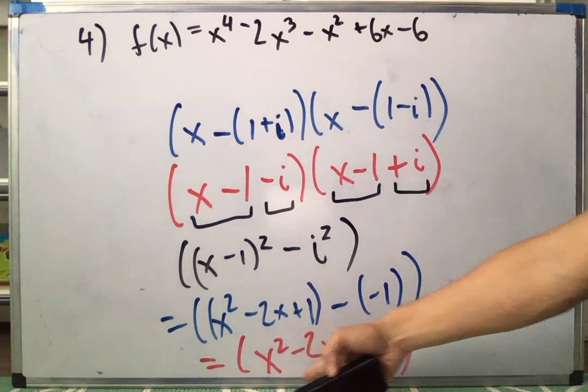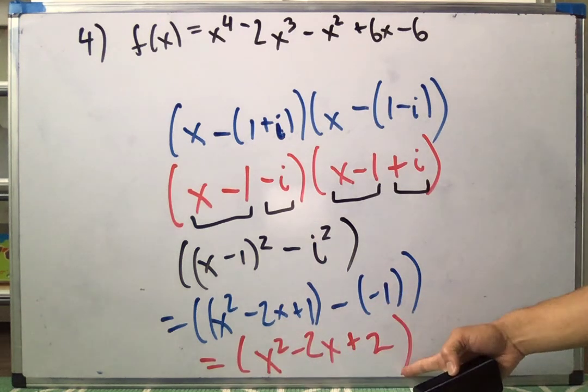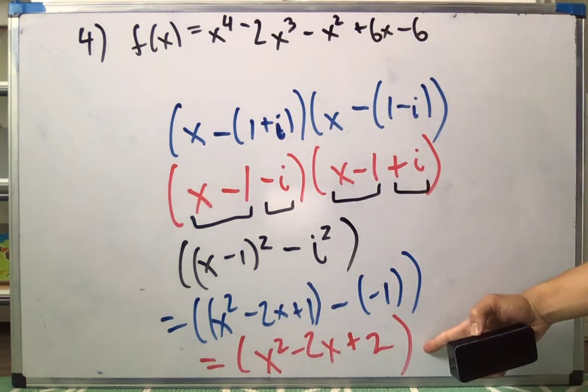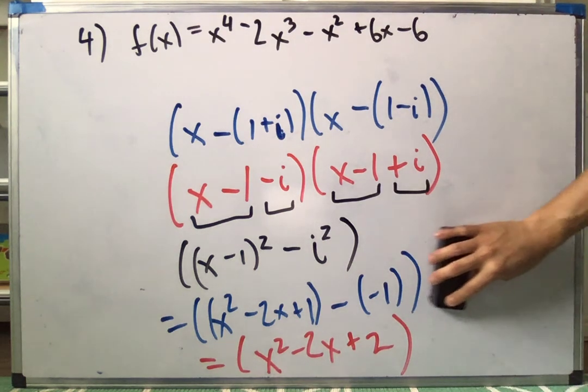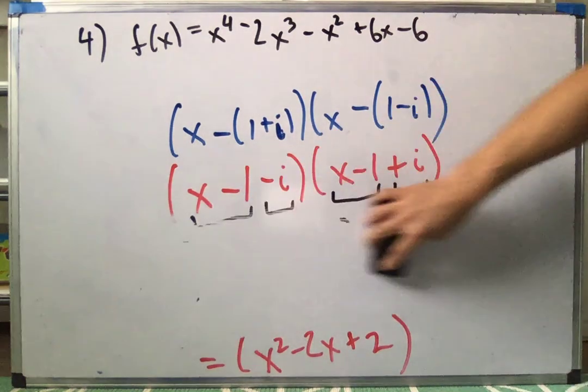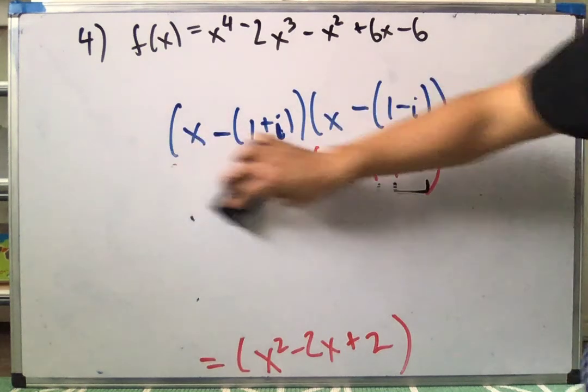This is a factor of my original polynomial I found, right? So this is a factor. That means if I divide the original thing by this, then I'll get a new polynomial. And then I can work from there to find the remaining zeros. What does the question ask? Yeah, find the zeros.